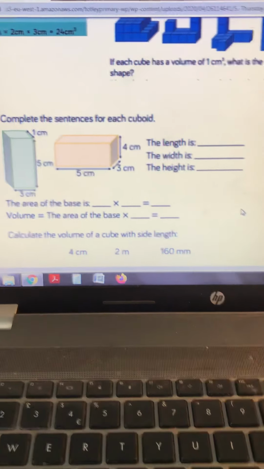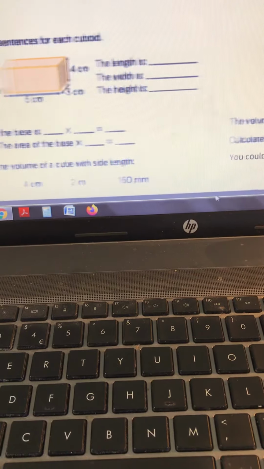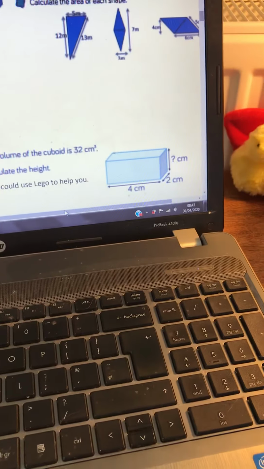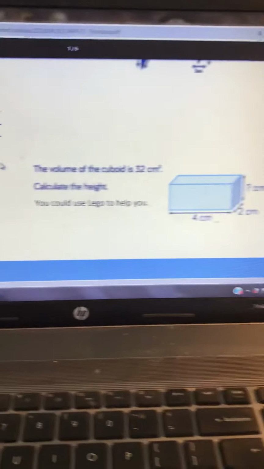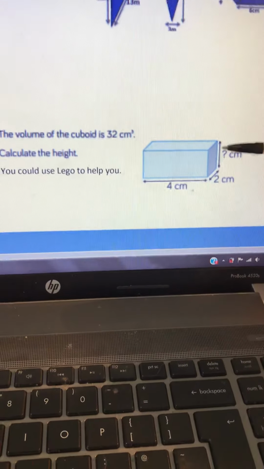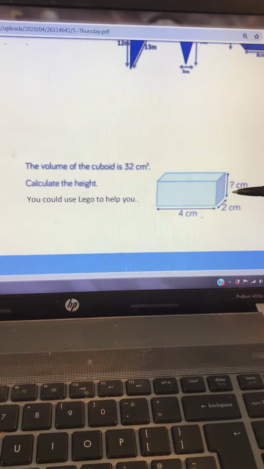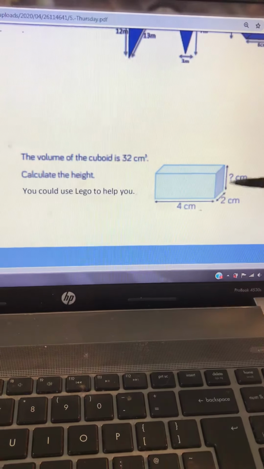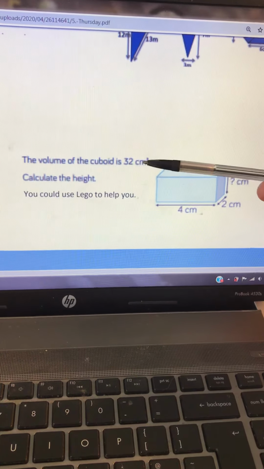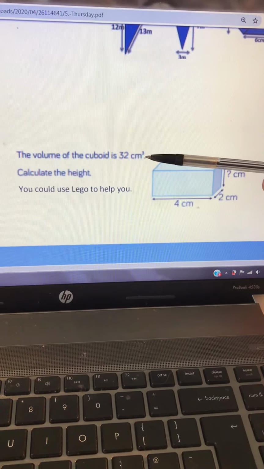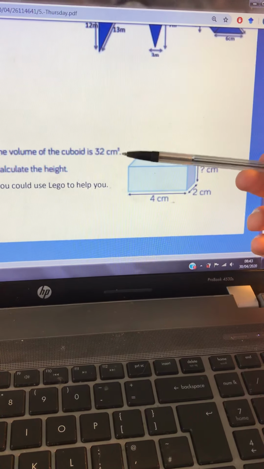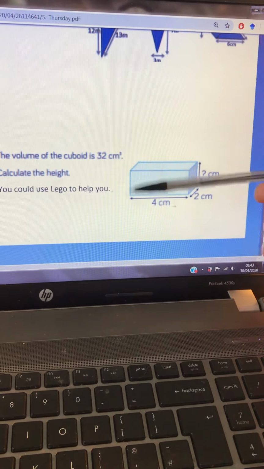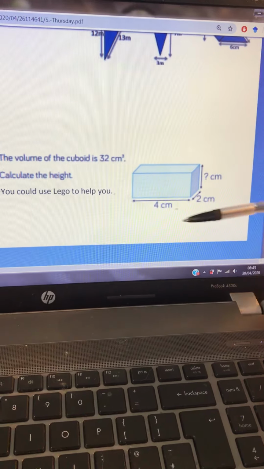Okay. We have a look over here. I'm doing this one first because I think it'll help them with this one down here. There we go. So we've got to work out the unknown height of the cuboid. And you could use Lego, you could build it to help you. Okay. So we would use 32 cubes, or 32 pieces.